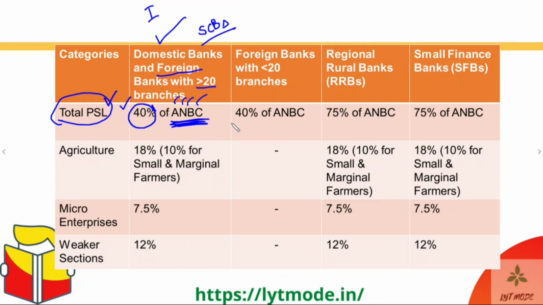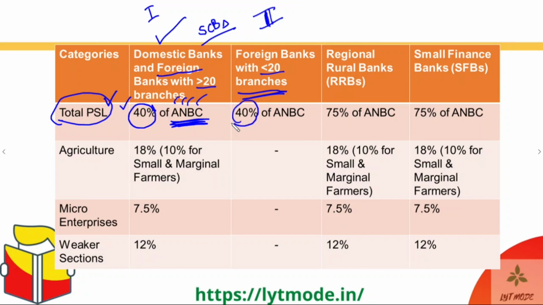Okay, guys. And the second category is the foreign banks with less than 20 branches, those whose branches are fewer than 20. And for them again, 40% of the ANBCs.